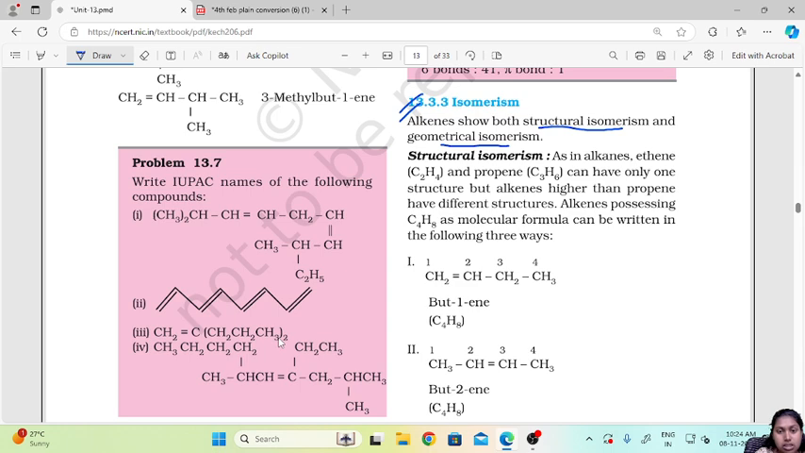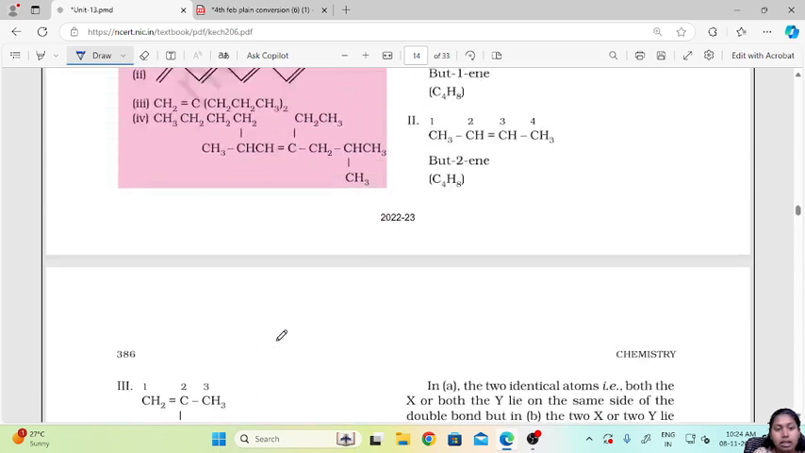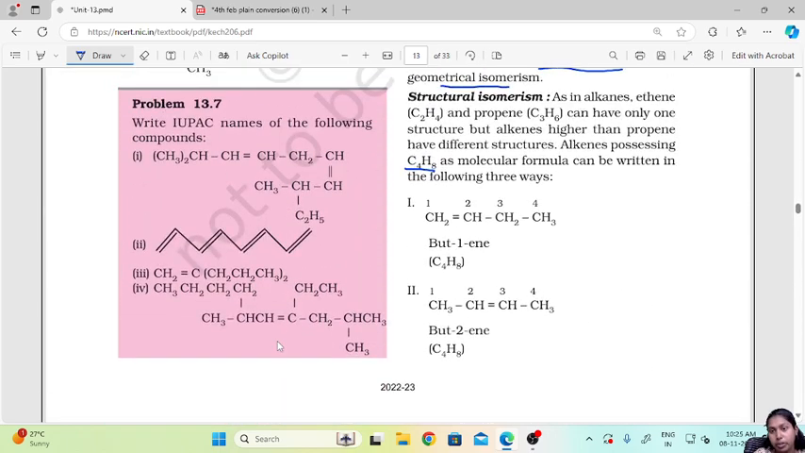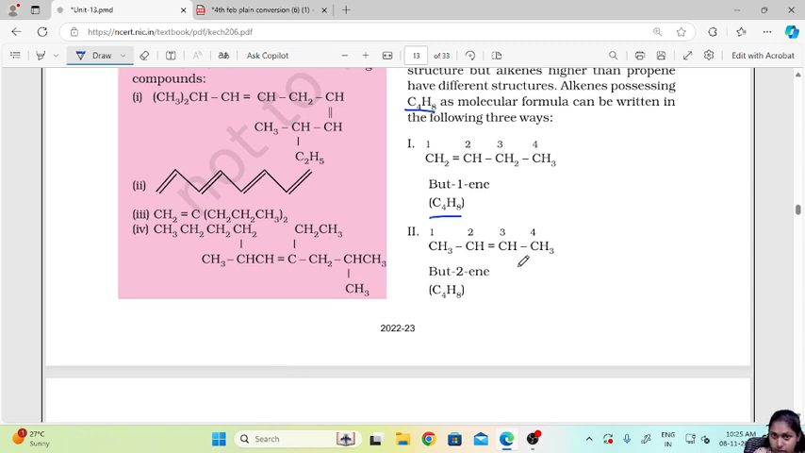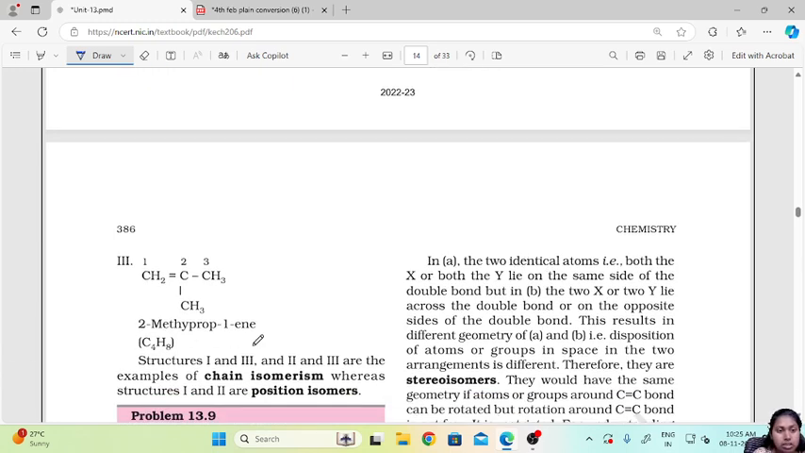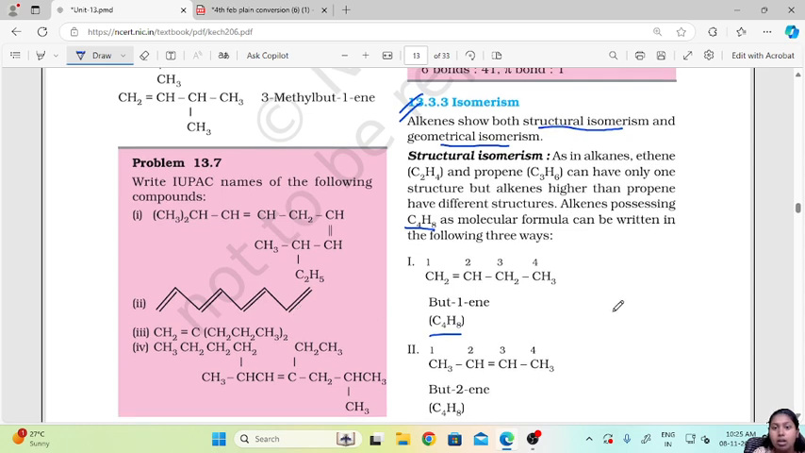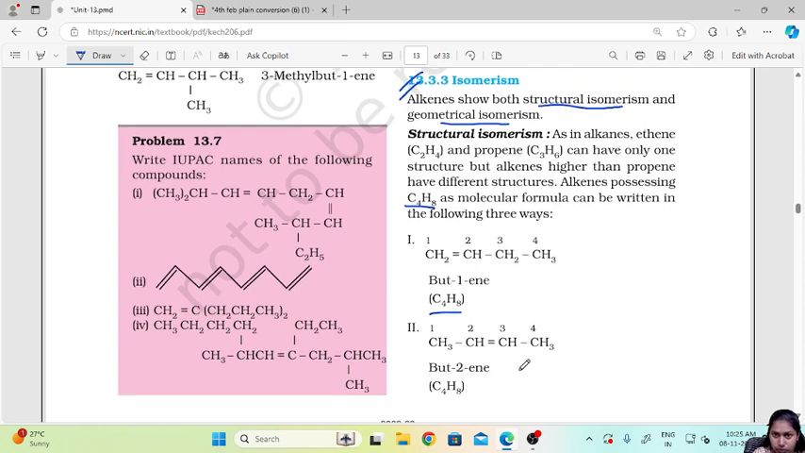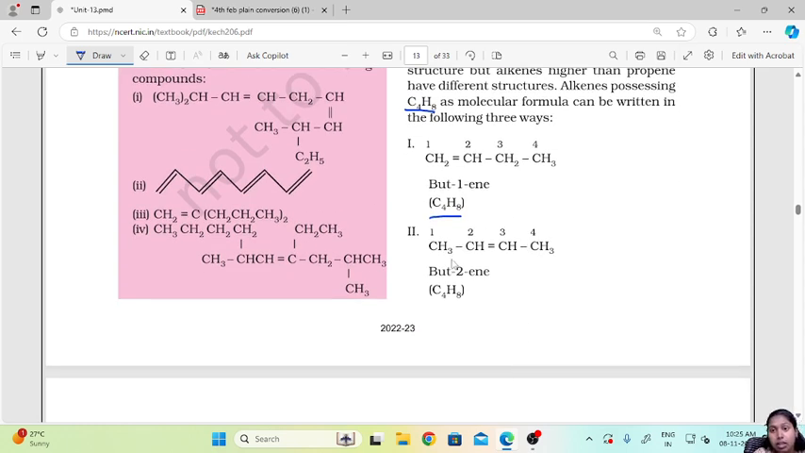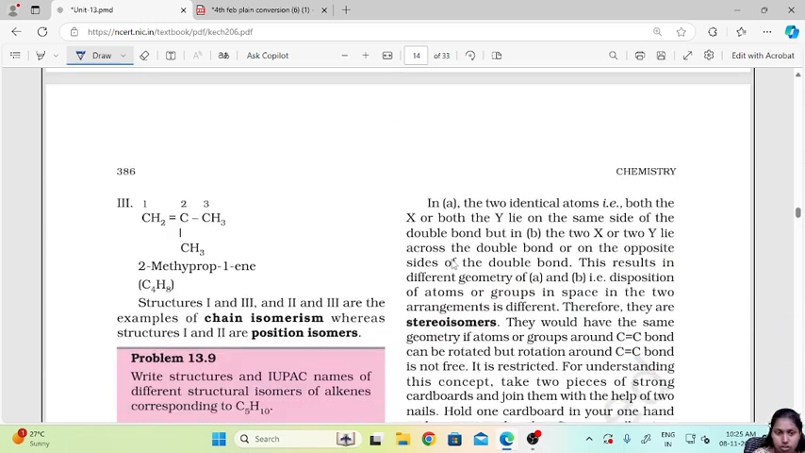Now, an alkene with the molecular formula C4H8 can be written in the following ways. There are three ways in which you can write butene. This is but-1-ene, the normal structure. Then you have but-2-ene. The third one is 2-methylprop-1-ene. These are structural isomers. Even though they have the same chemical formula, C4H8, it can form three different structures.